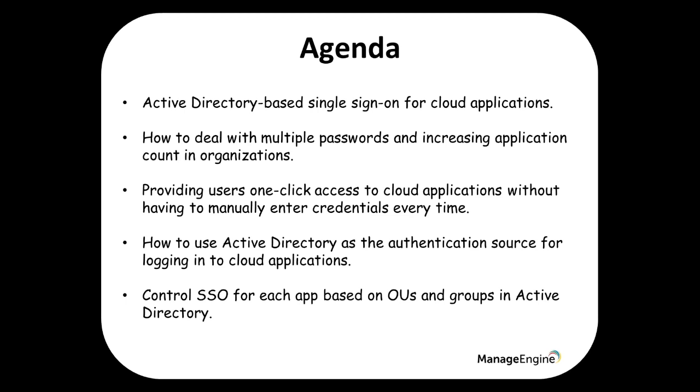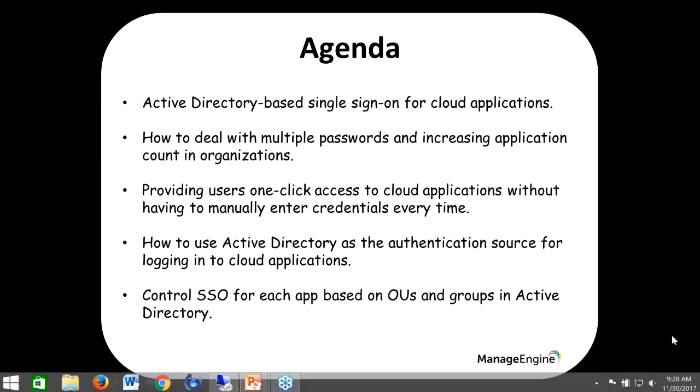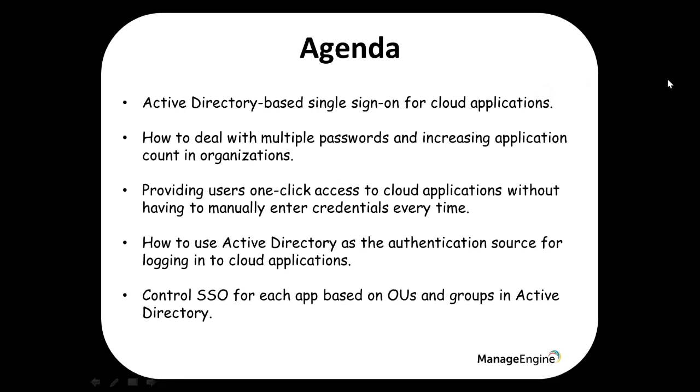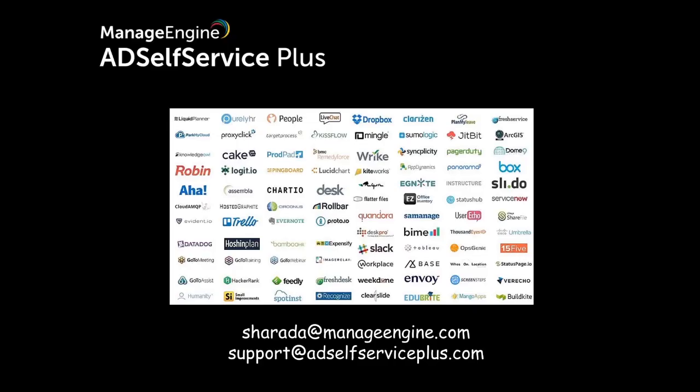So we saw the example of both Office 365 and G Suite, where the user Sharda had access to applications without having to enter her application password, and also how, when she was not logged into AD Self-Service Plus, she was able to successfully access the account with the help of the Active Directory credentials, which she made use of as the authentication source. And also how you as an administrator can take the power to control single sign-on for each application based on OUs and groups present in your Active Directory.